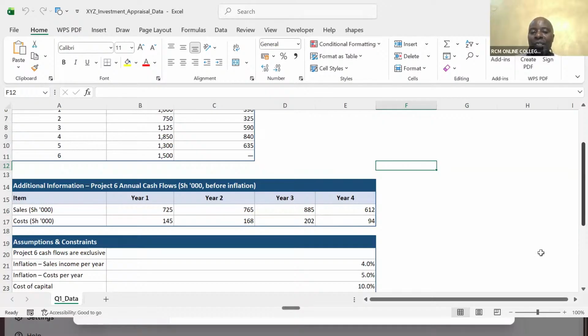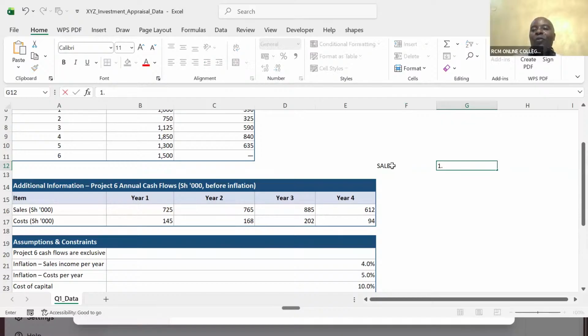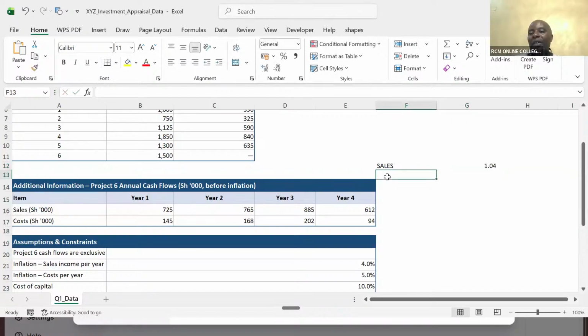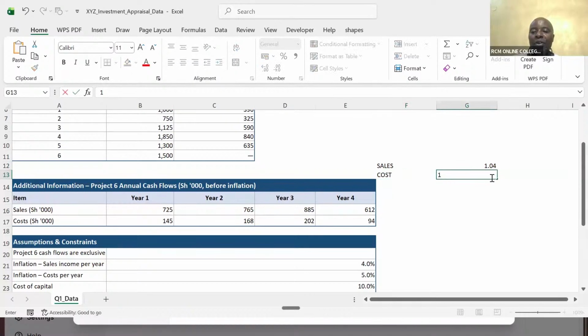And I can see the inflation rate is here. For sales, it's 4%. So basically 1 plus 4%. I know that for sales, my good students, I will be using 1.04. Where did I get 1.04 from? Because of that inflation, 1 plus r. So for sales, the adjustment factor will be that. And then for cost, I can see the inflation is 5%. So it is 1 plus that 5%, which will be 1.05, just like that. That will really assist me.